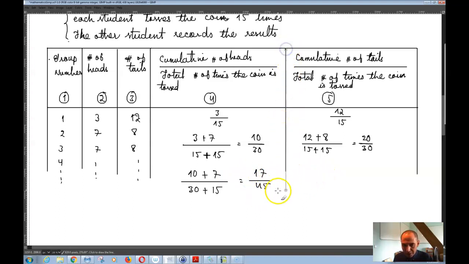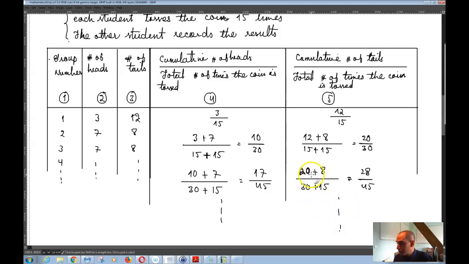And again, the same thing happens over here. You get 20 thirtieths, which is the result all the way up to group number 2. And then we toss the coin another 15 times, and the number of tails that I additionally got from group number 3 was 8. So that's 28 divided by 45. And you can just keep going, and so on and so forth.